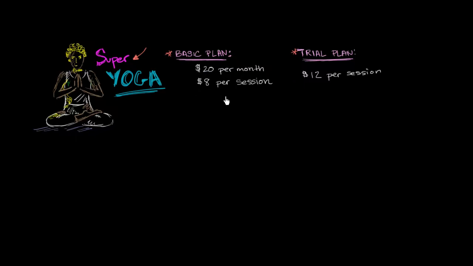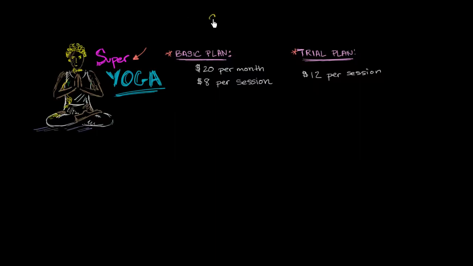So this seems interesting, but I'm a little bit confused. Which plan should I take? So the first place I might start is to think about how much I would pay depending on how many sessions I actually take. And to do a little bit of shorthand here, let's just define some variables.